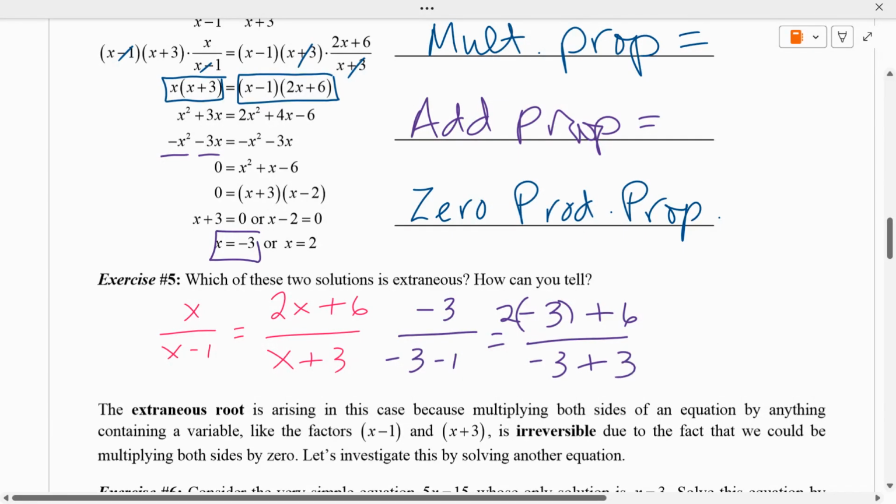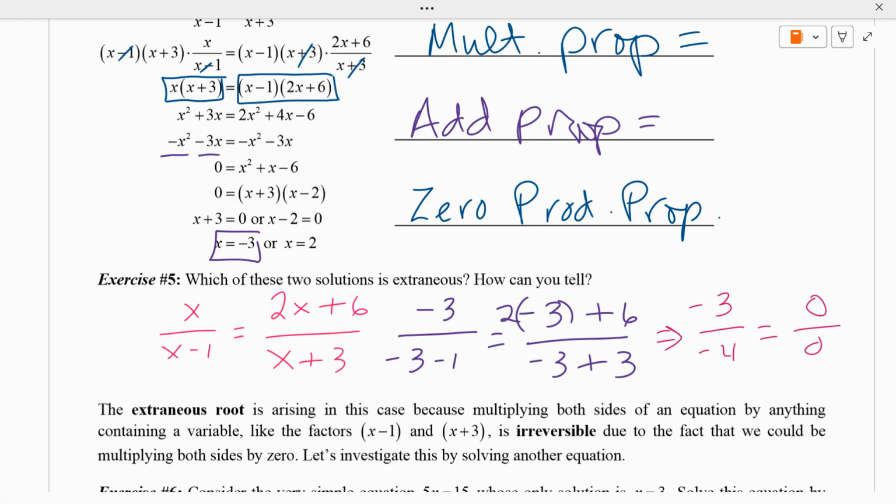When I simplify, I end up with negative 3 over negative 4 equals 2 times negative 3 is negative 6, and negative 6 plus 6 is 0 over 0. And 0 divided by 0 is 0. And we know that negative 3 over negative 4 does not equal 0.